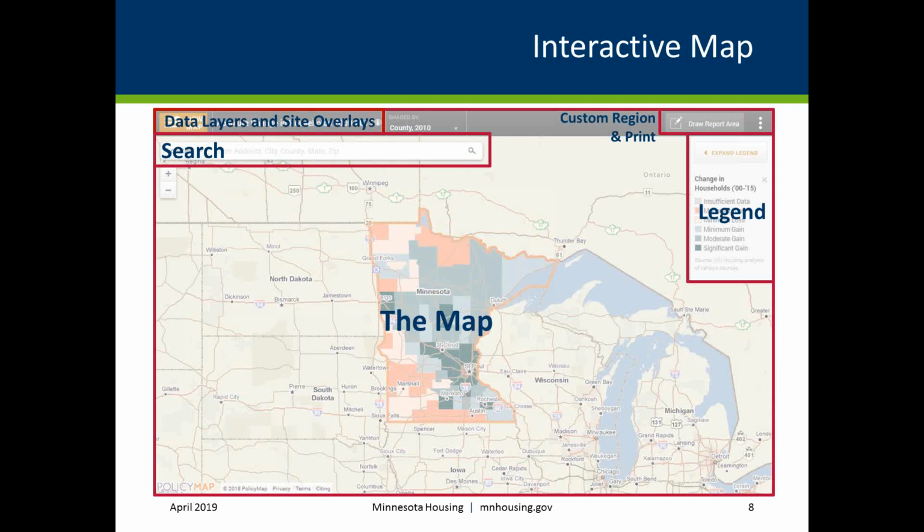In the next few slides, I will show you how to change data layer themes, add a geographic priority area, build a custom region, and print a report.